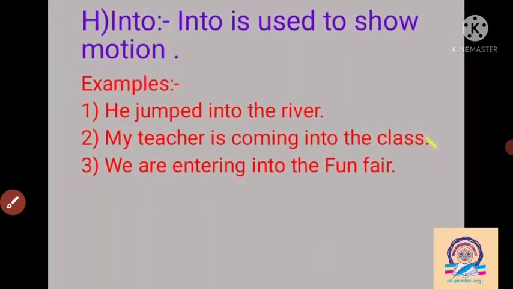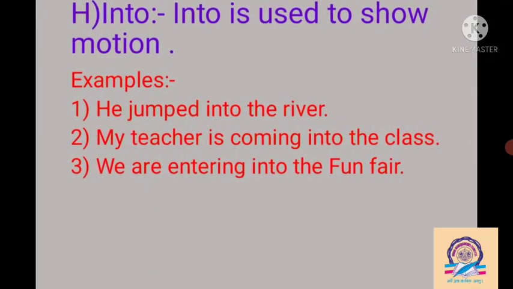Then into shows motion here. When we want to show motion, at those times we have to use into. Suppose he jumped into the river. So we use into here, as the person is jumping. We are showing here that the person is jumping.